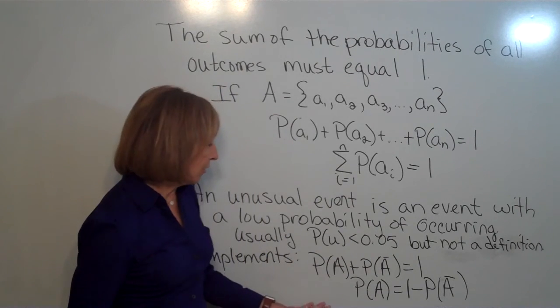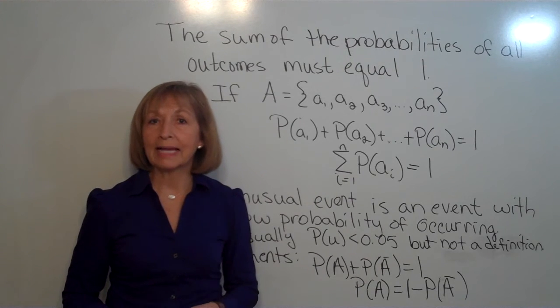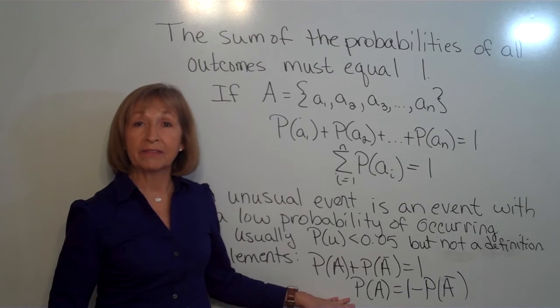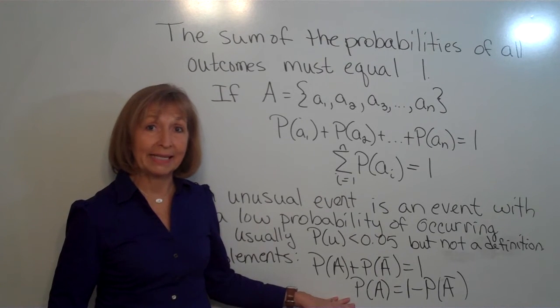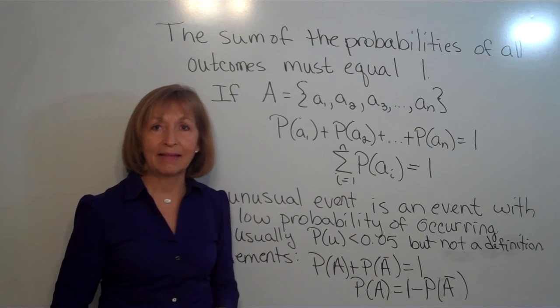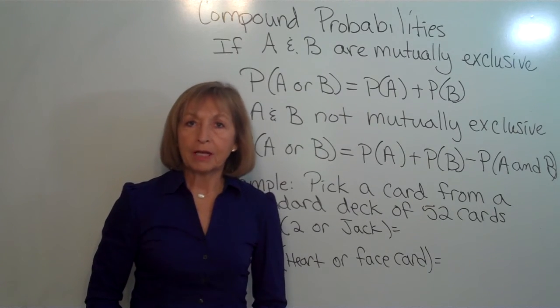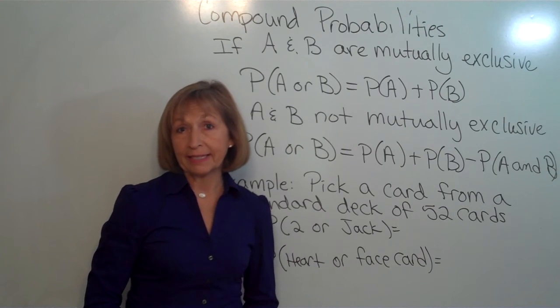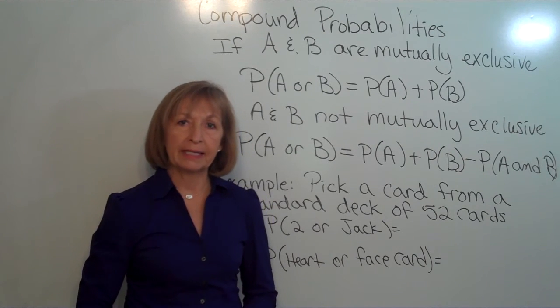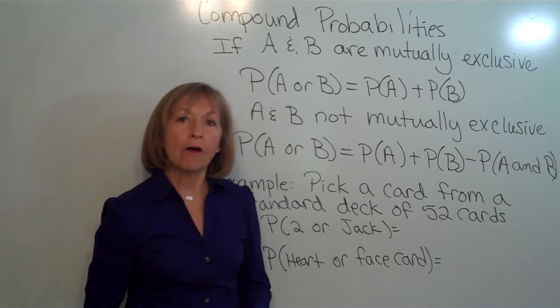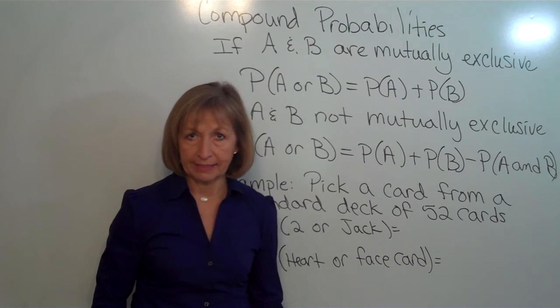So that's where knowing our complements, and this relationship between the probability of an event and the probability of its complement adding up to 1, can help us in a lot of different settings. We also will often come across things called compound probabilities. With a compound probability, there are different situations that can involve more than just a simple event.